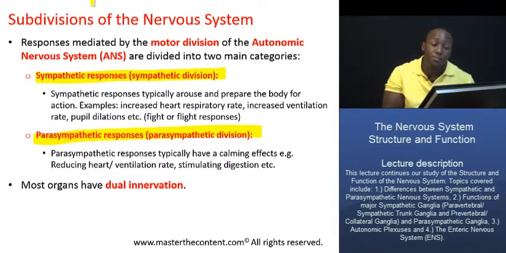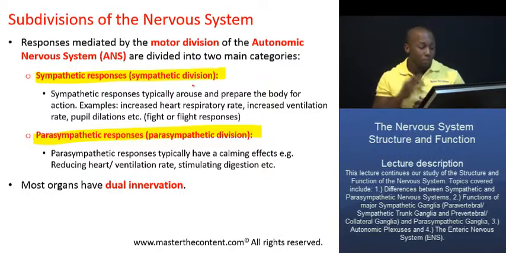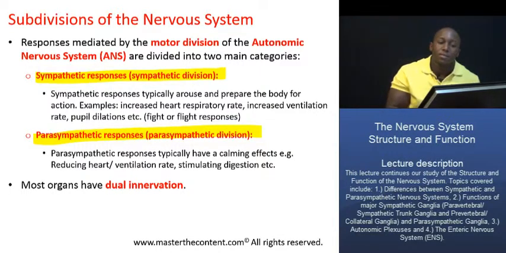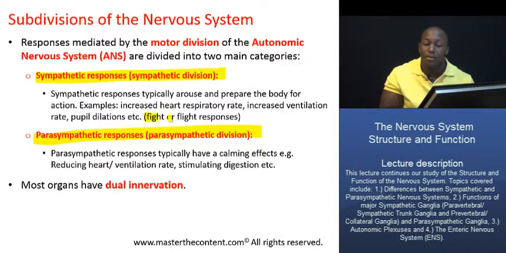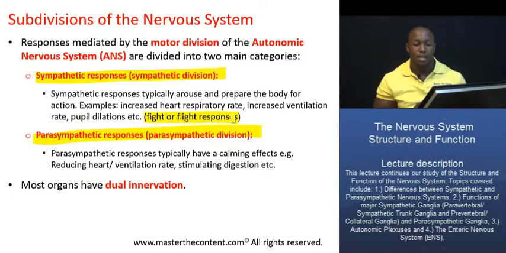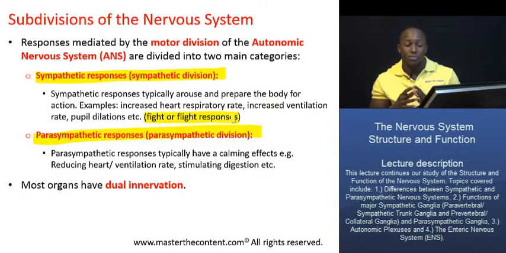So for instance, the sympathetic division mediates responses that typically arouse us or prepare us for action. For instance, increasing our heart rate or increasing our rate of ventilation, dilation of our pupils, increasing respiratory airflow. Those are all actions or responses that prepare us for action. So the responses mediated by the sympathetic system are commonly referred to as fight or flight responses. Now, on the flip side, we have the parasympathetic system.